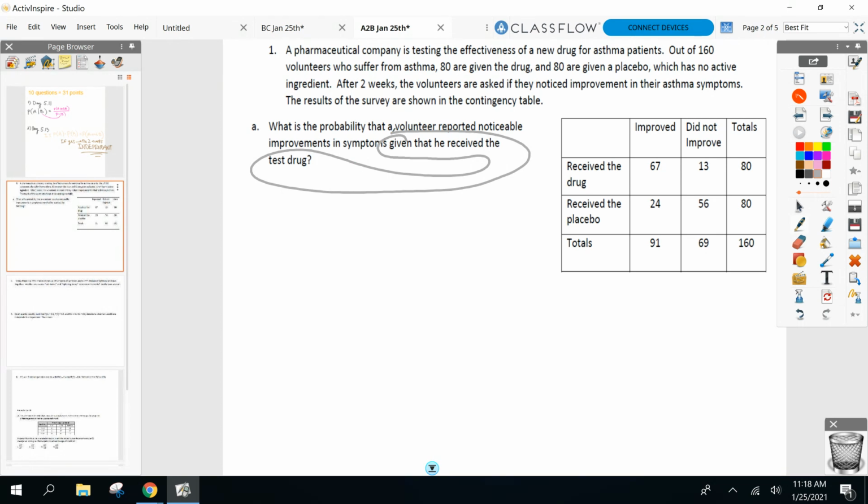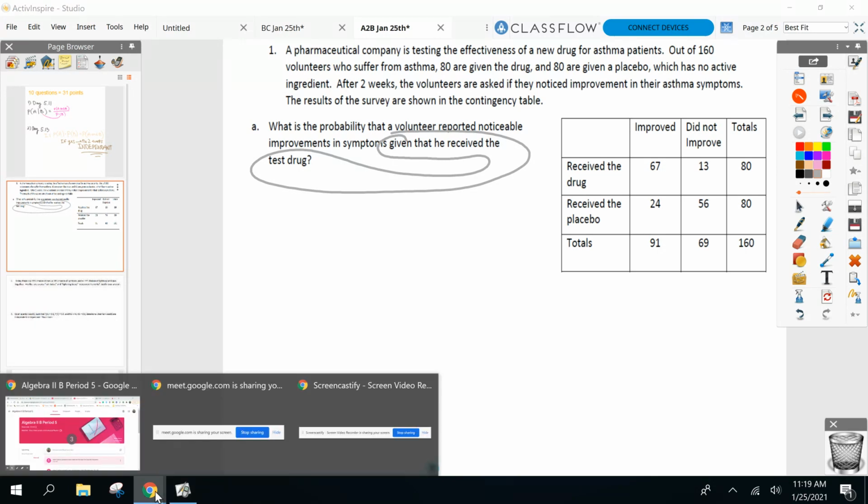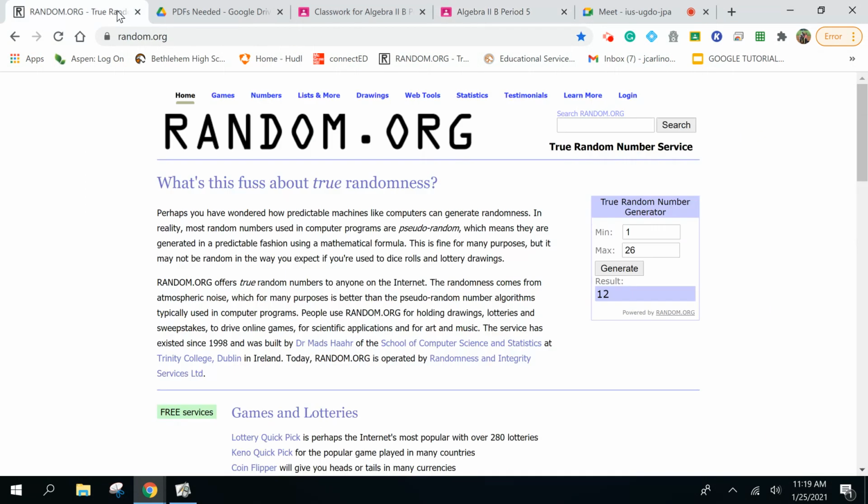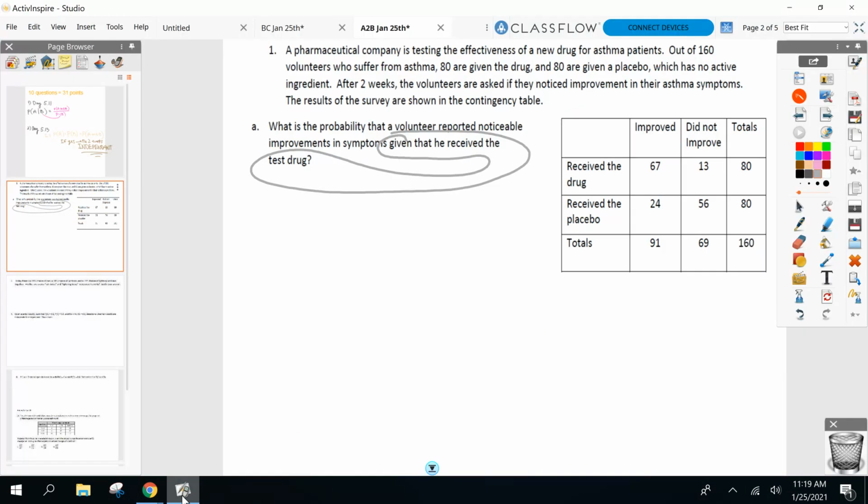So this is not going to be out of 160. It is only out of the people who received the test drug. Find that on your table. Because you already know they received the test drug. Find the column or the row we're going to be looking at. All right, how many people received the test drug? Will, how many people received the test drug, Will? 80. 80, good.